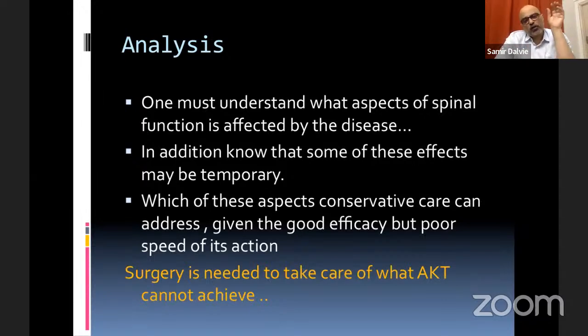So this means that if you have a cord compression with a deficit, why do we do surgery? It is not that AKT can't make it better, but surgery gives them the best chance of early recovery, because surgery is an immediate decompression, whereas AKT is going to act slowly. It's going to take 6 to 8 weeks for it to get decompressed. That's why we do surgery. Surgery is needed to take care of what AKT cannot achieve. That is the role of surgery in TB spine.